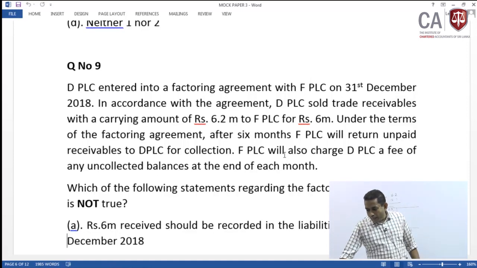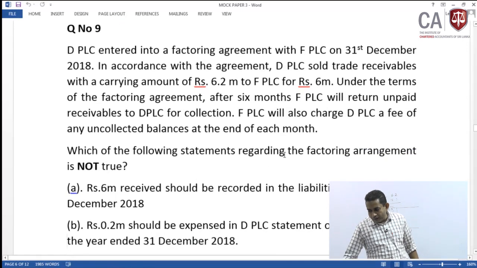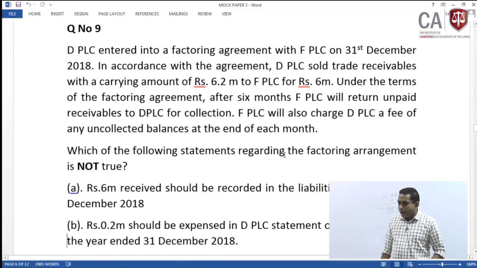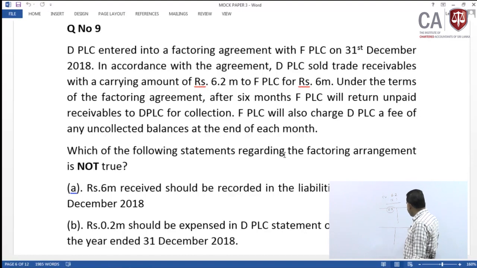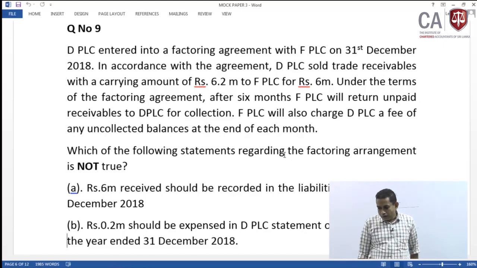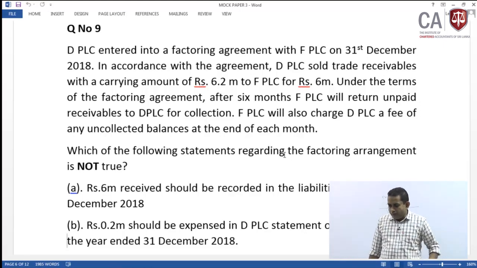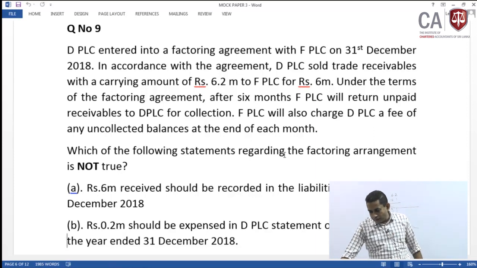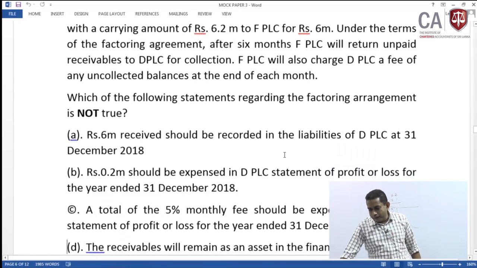First one, the 6 million received should be recorded in the liabilities of DPLC at 31 December. That is true, that is correct. So, they want us to find the false statement. 0.2 million should be expensed in DPLC statement of profit or loss for the year ended 31 December 18, and that's a bit of a contentious matter. Let us look at the others.